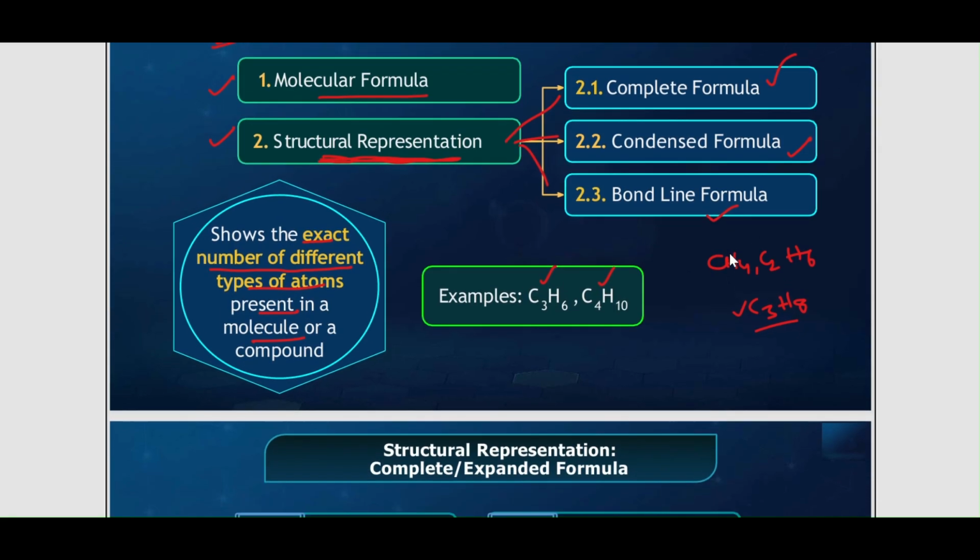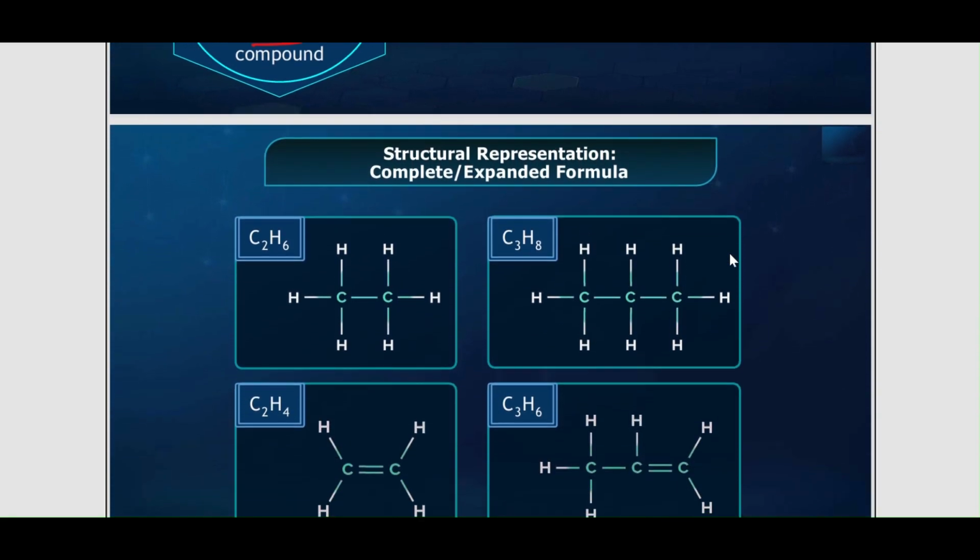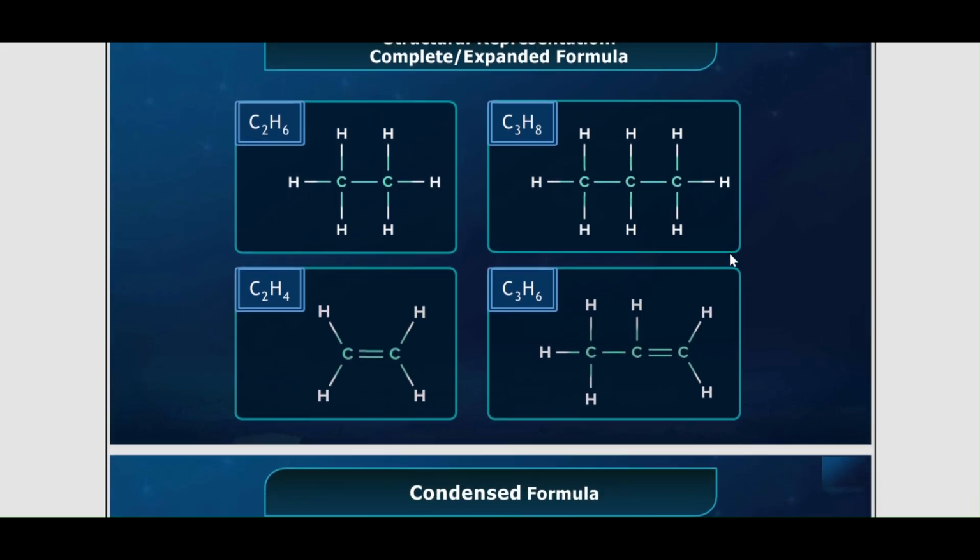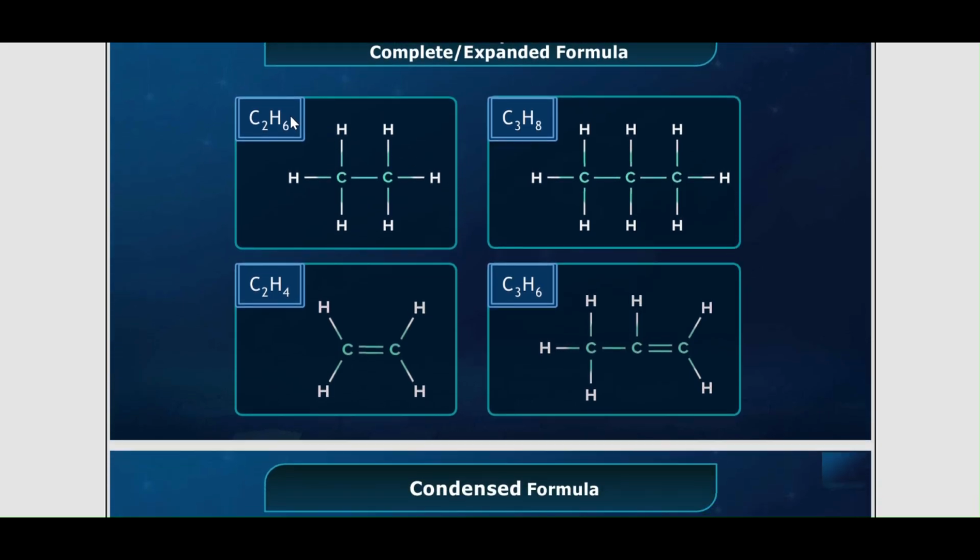So what are these three? You can observe here one by one. For structural representation, for example C2H6, C2H4, C3H8, C3H6. Here I have given some molecules, and these molecules are completely expanded. Here each and every bond is represented between the atoms, right?